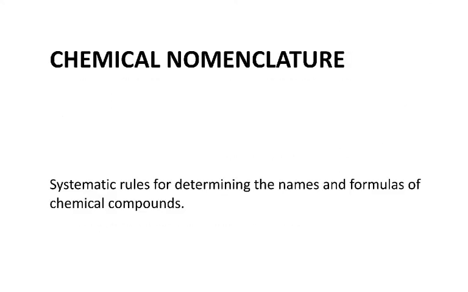All right, so writing the formulas of ionic compounds falls into a general category called chemical nomenclature. Chemical nomenclature is the systematic rules for determining the names and formulas of chemical compounds. This video is specifically about writing the formulas of ionic compounds, and then we'll talk about covalent compounds and acids more.